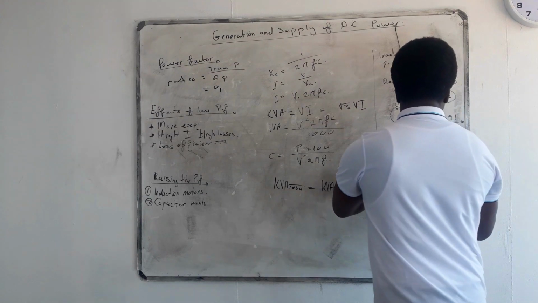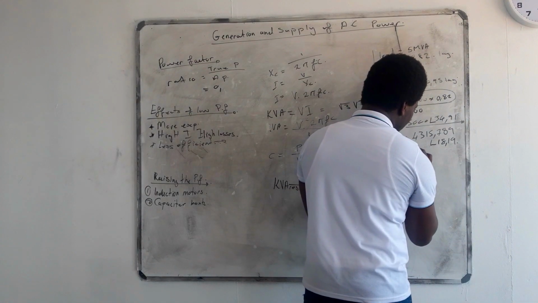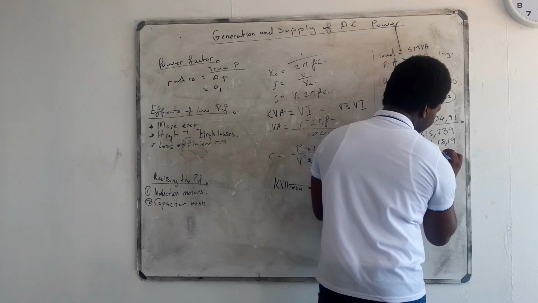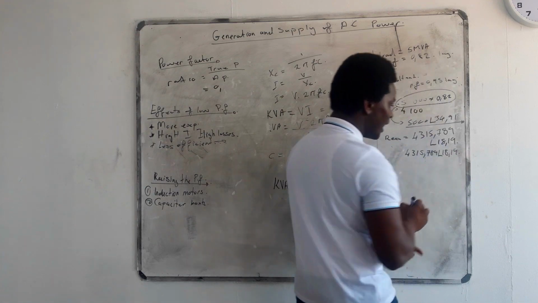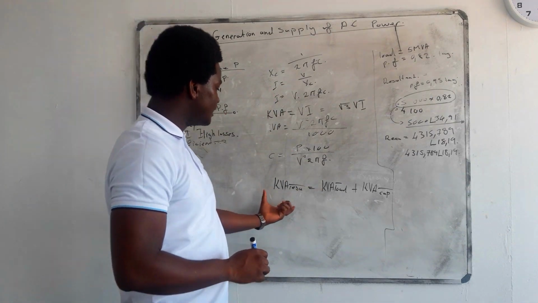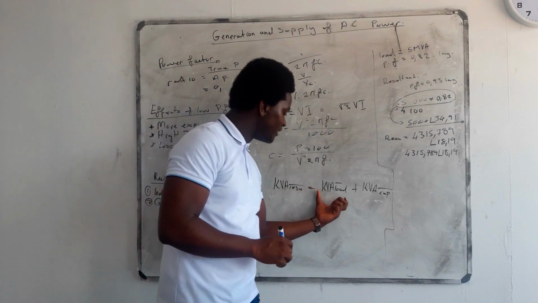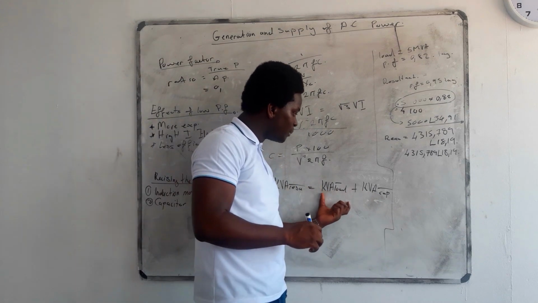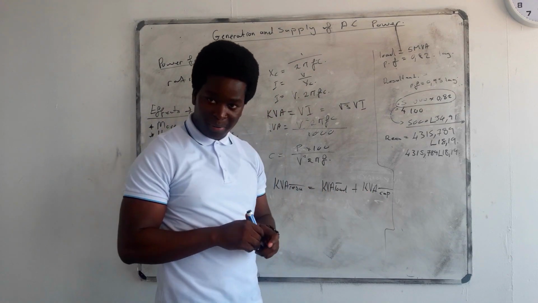18.19. So the resultant power is 4,315.789 at an angle of 18.19. Are we together? Yes. Now, you see the formula that we had: the resultant power is equal to the load power plus the capacitor bank power, right?